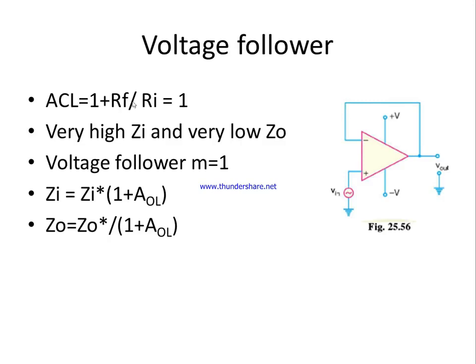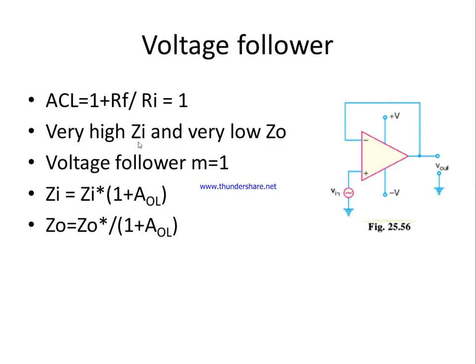Closed loop gain will be 1 plus Rf by Ri. Here Rf is 0, Ri is also 0, so it will become 1. Then the input impedance Zi will be very high and Zo will be very low because for a voltage follower, M, the feedback factor, is 1. Then Zi will be 1 plus M into AOL, and Zo will be Zo star divided by 1 plus AOL. So there will be very high input resistance and very low output resistance.